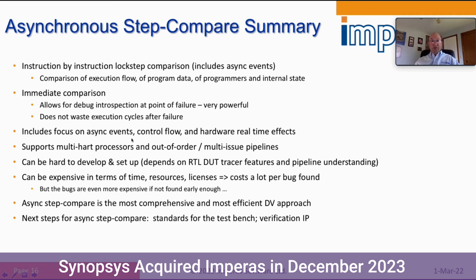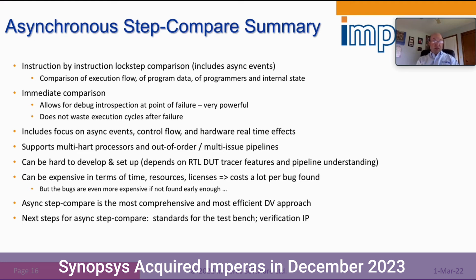Focus on the asynchronous events, the control flow, hardware real-time events, supports multi-hart processors and out of order. It can be hard to develop and set up. Really depends on the RTL tracer features and an understanding of the pipeline. Can be expensive in terms of time, resources, and licenses, so it can cost a lot per bug found, but bugs are even more expensive if not found early enough. So it's the most comprehensive, most efficient DV approach.